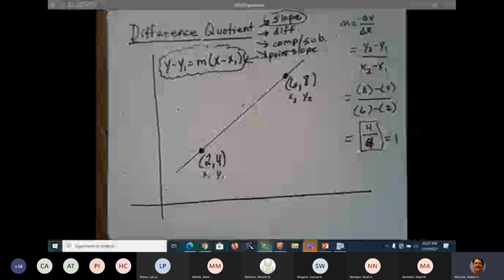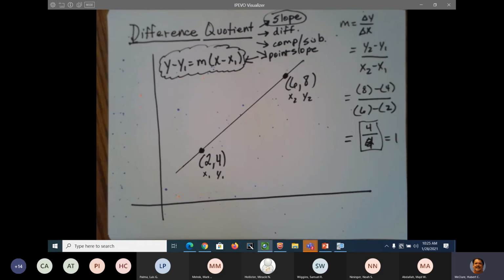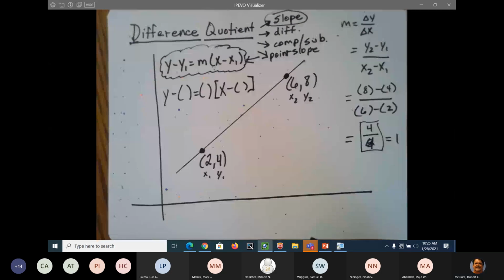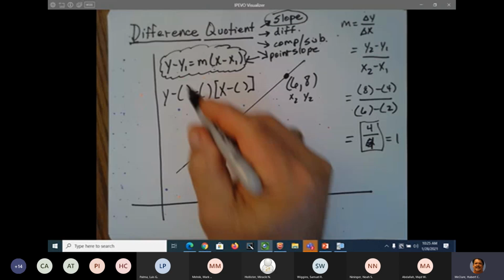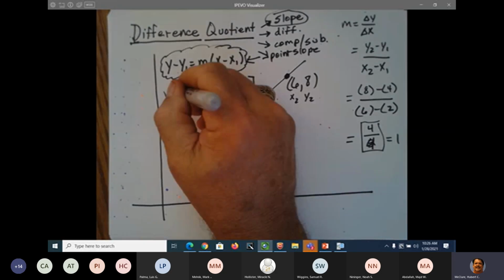All right, so here we go. Now I want you to pick a point. I'm going to pick 2 and 4 because we always like to deal with smaller numbers. So y minus parentheses equals m parentheses brackets x minus parentheses. My y sub 1 is 2. My slope is 1. And my x, I'm sorry, I just screwed that up. That's a 4, sorry, and that's a 2.